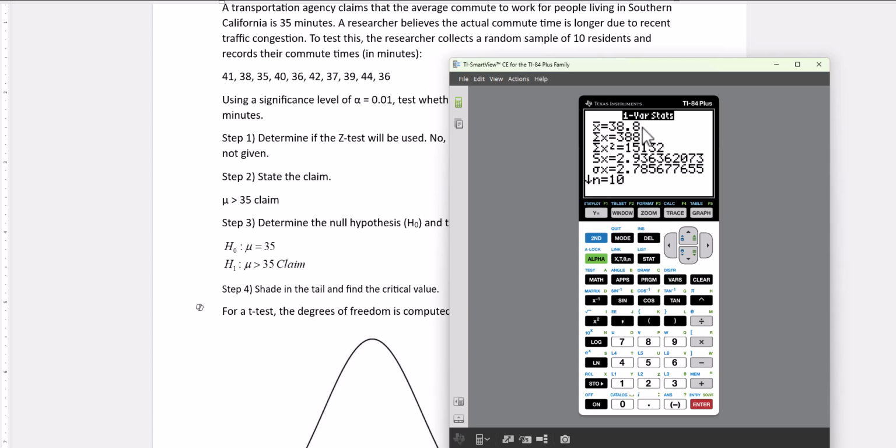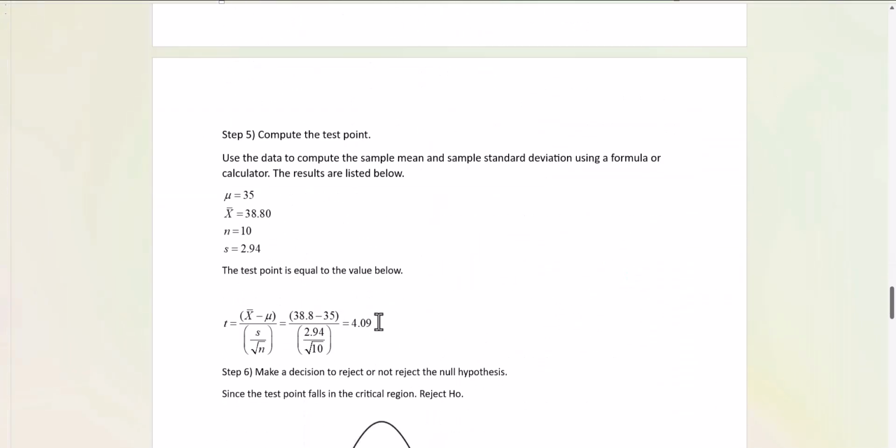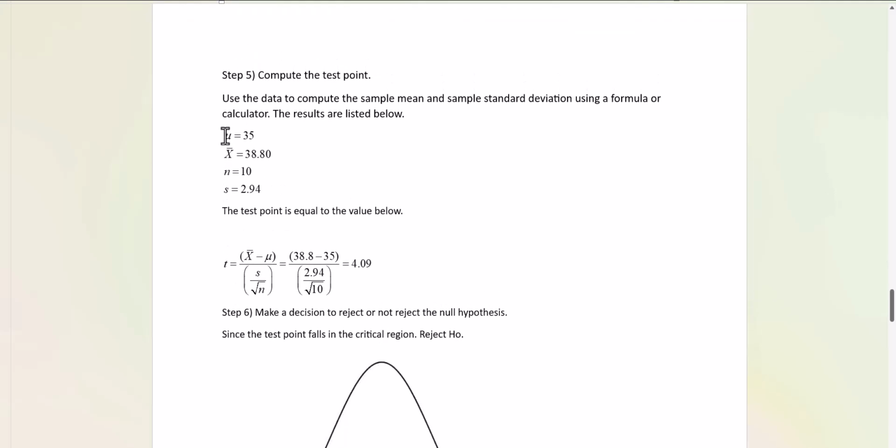The sample mean is 38.8. Sample standard deviation S, 2.94. So we know the mean is 35. Sample mean 38.8, sample size is 10, S 2.94. We plug that information into our formula to get 4.09.